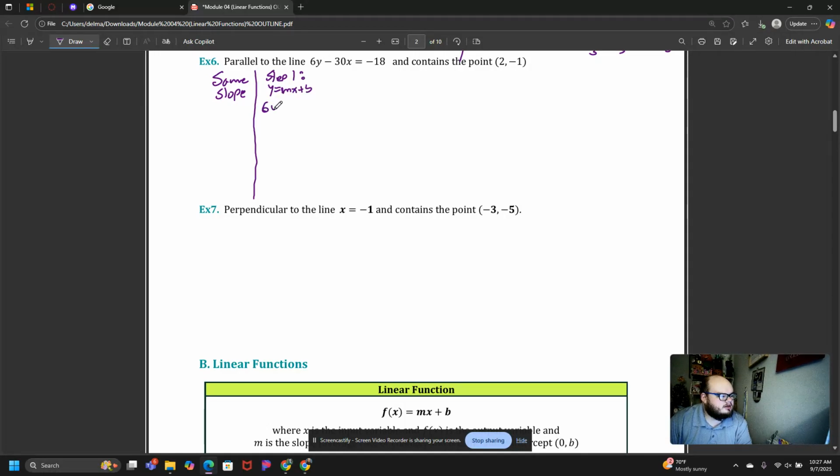Okay, so let's rewrite this. 6y minus 30x is equal to negative 18. And I'm just going to carry this over. That's an x. It just didn't want its head. Okay, so now I've got 6y is equal to 30x minus 18. And rewrite that over there, because that's good mathematical form.